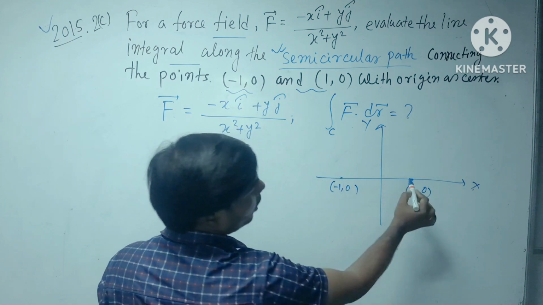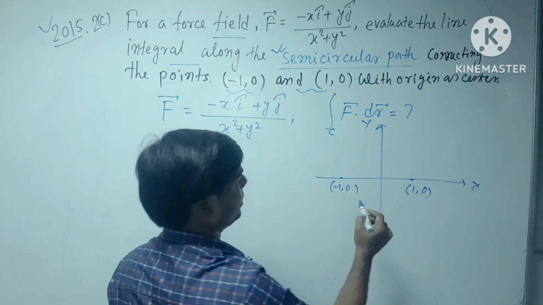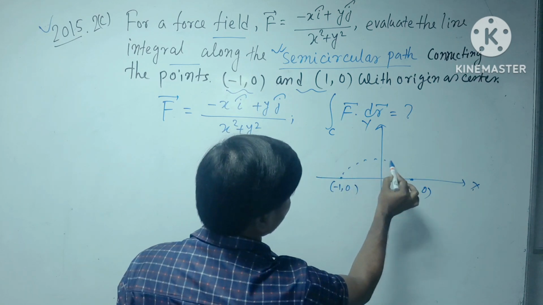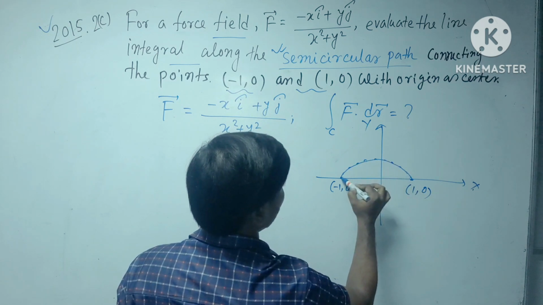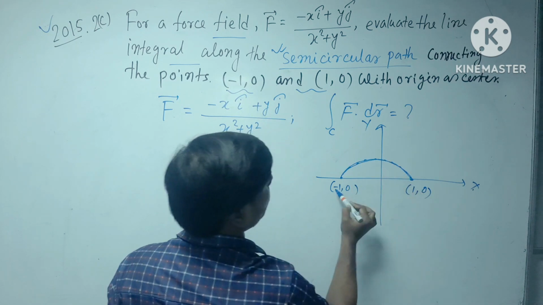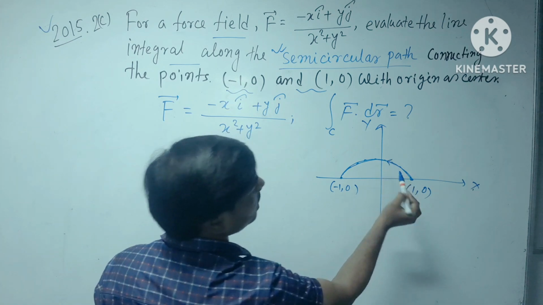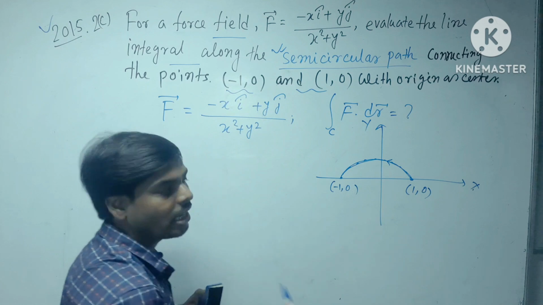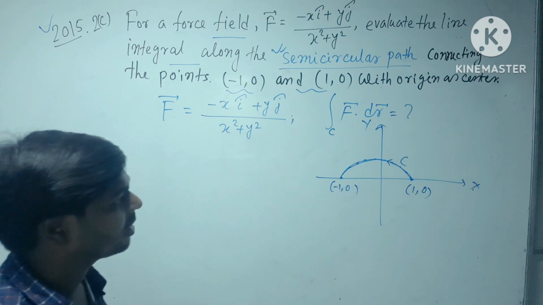So if I want to draw a semicircle, semicircle means half circle, I am drawing half of the circle. So this is the semicircle I can think, which connects minus 1 0 and 1 0. So I will always take the positive direction. Okay? So along this path C you have to evaluate this integration.